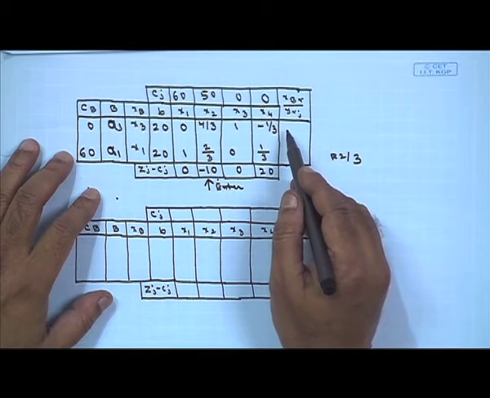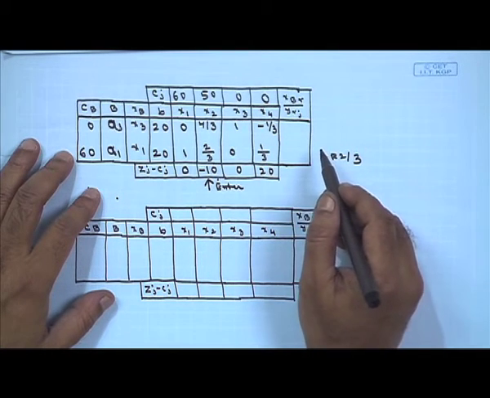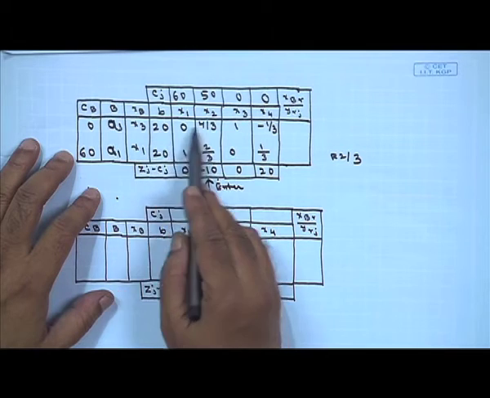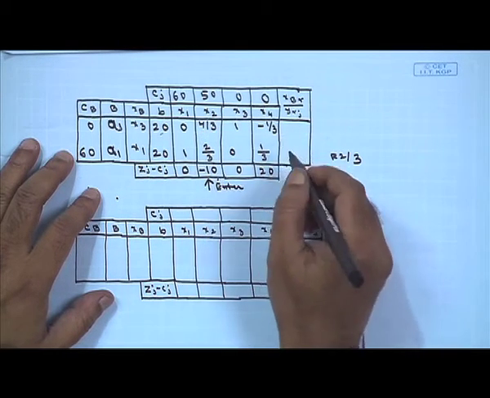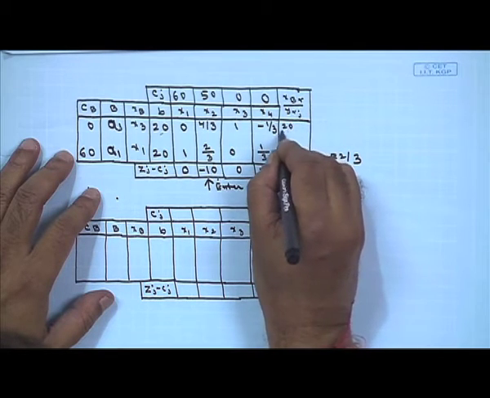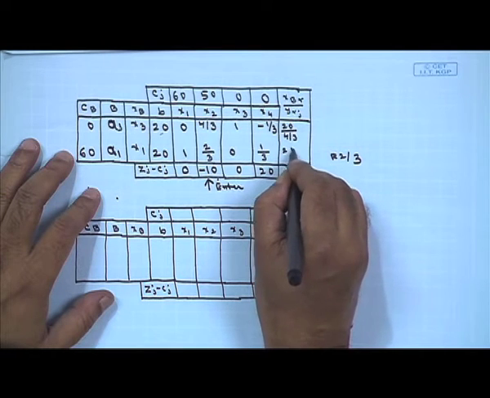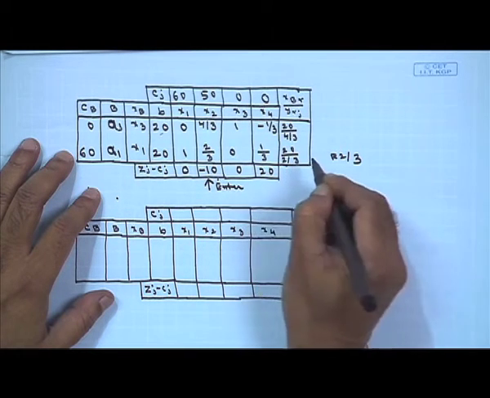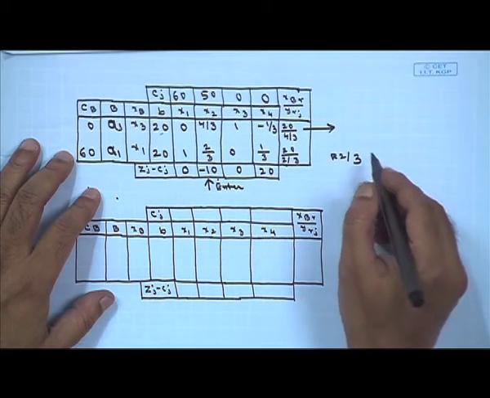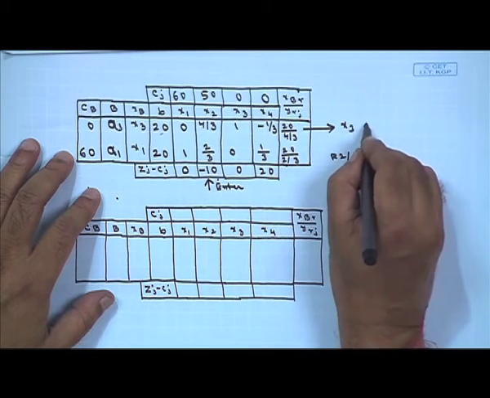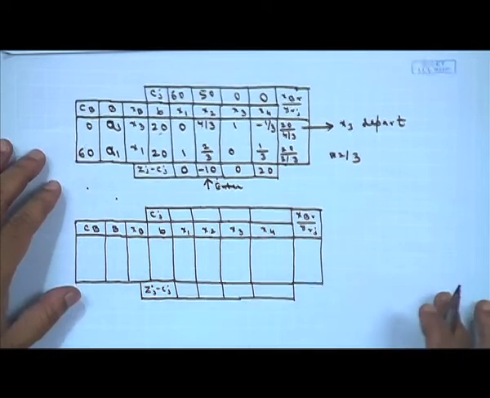Now, you have to calculate which vector will go out. For that, b divided by this x2, this I have to use. So, here you will get 20 divided by 4 by 3, and in this case you will obtain 20 divided by 2 by 3. The minimum value you will obtain here. So, therefore, your x3 will depart. So, in the next table your x3 will depart.